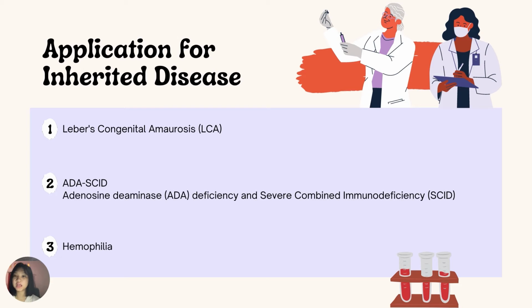And the last one, hemophilia. Hemophilia is a disease that causes the affected to be unable to form blood clots. There was a clinical trial conducted in the United States. The affected soon got a normal blood clotting time, but it was temporary because the patient's immune system recognized it as a foreign thing. That's all from me.